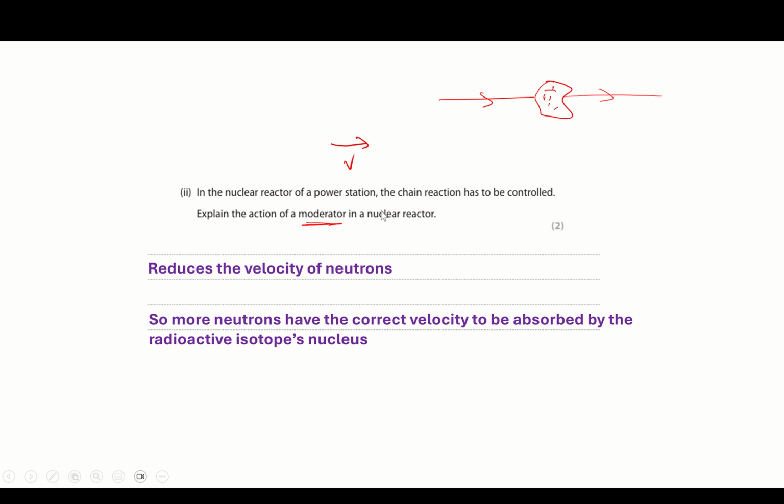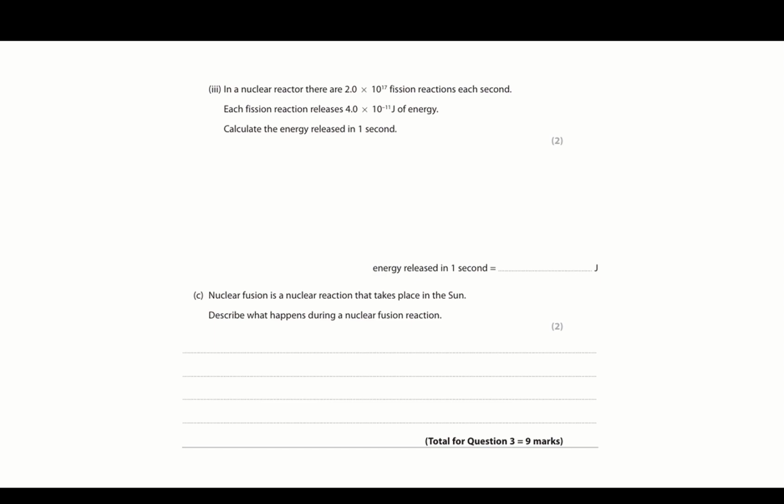All right, so this is the same here. So it changes the velocity, or reduces the velocity, of the neutrons. So more neutrons have the correct velocity to be absorbed, and therefore there's an increased probability of fission, or a higher rate of fission. On to the next one.